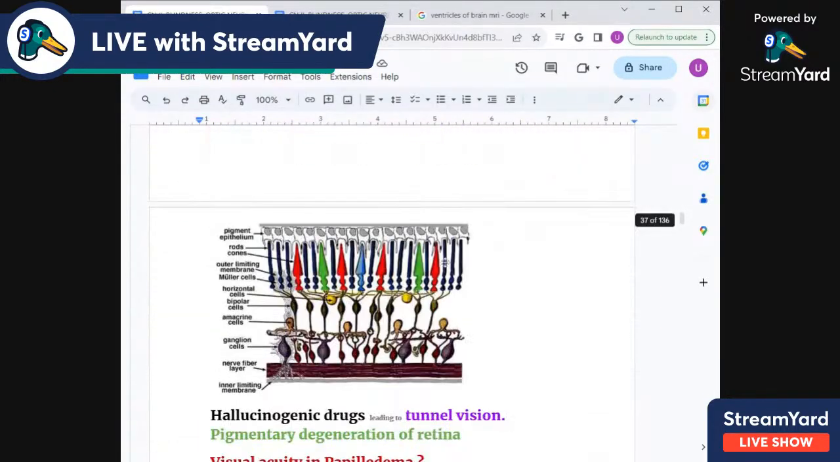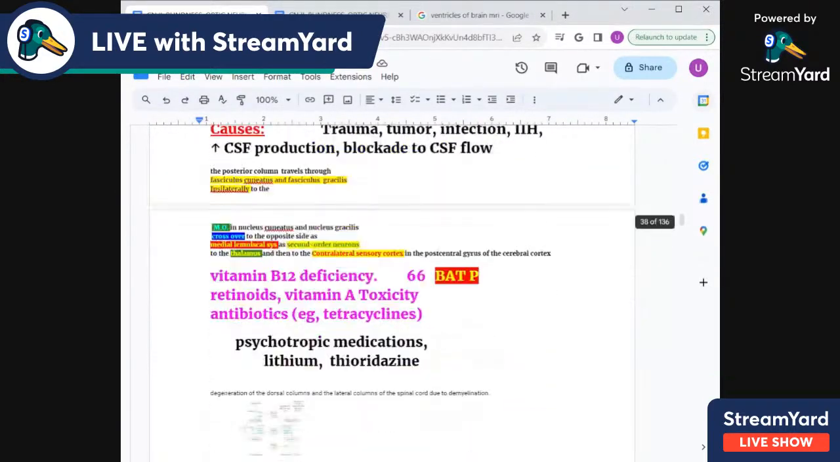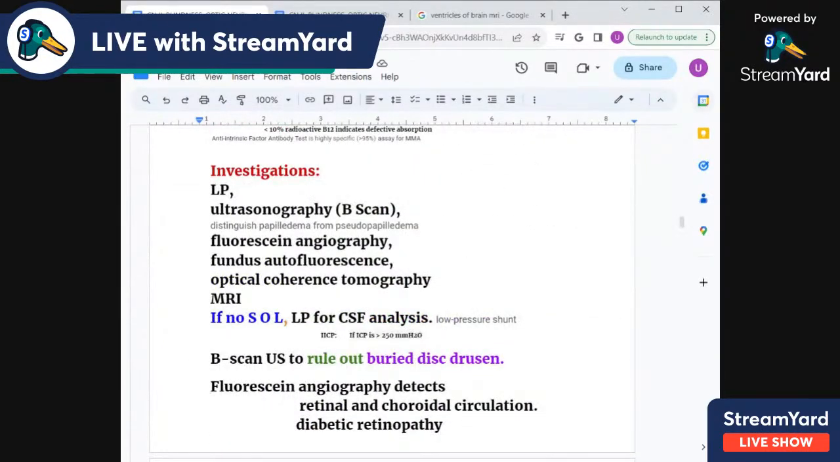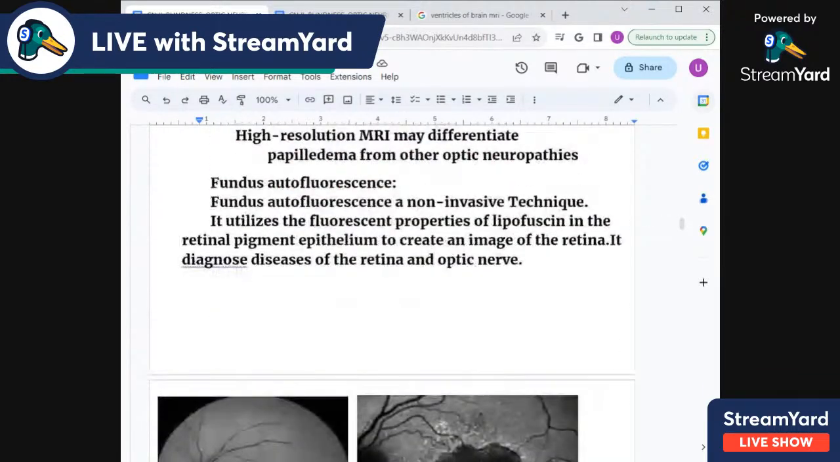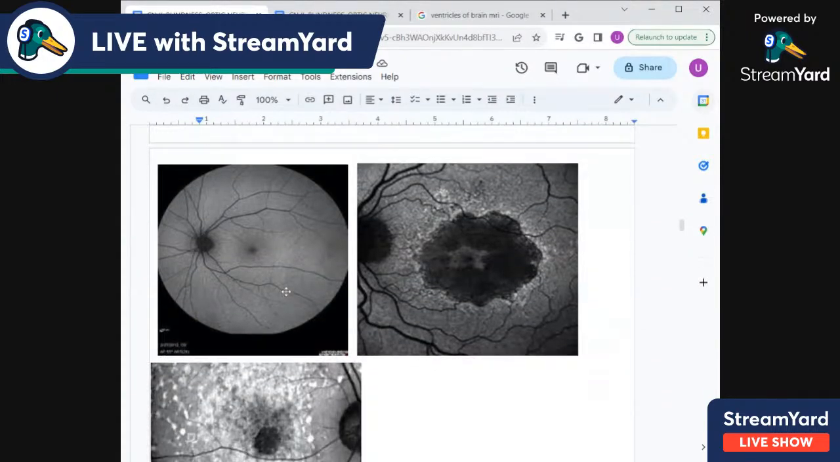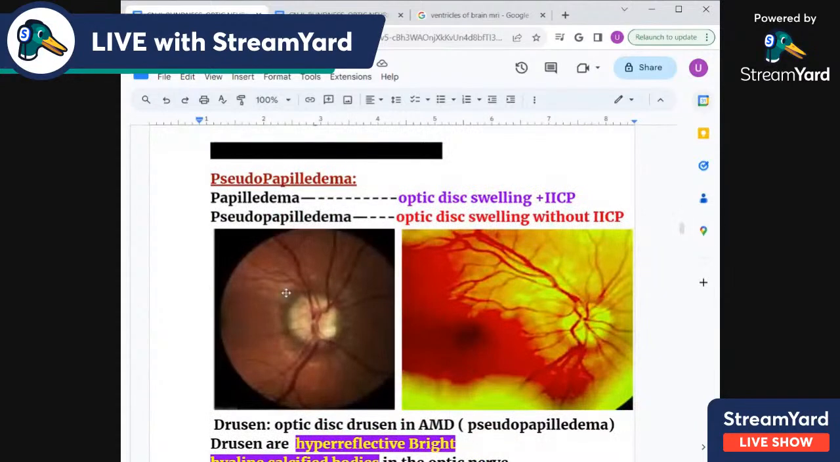And then we did the features in the papilledema. Let's see, and investigations: lumbar puncture, B scan, fluorescein angiography, fundus autofluorescence, optical coherence tomography, and MRI features. MRI is more important because it detects the changes before they appear on the ophthalmoscopy. And then what we did, pseudopapilledema.